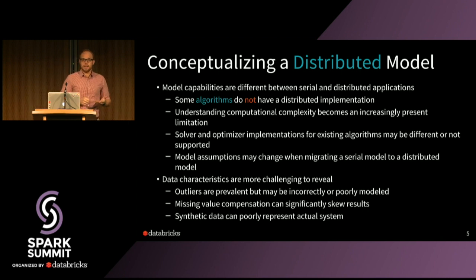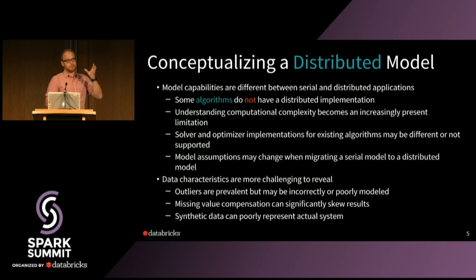And that is not going to scale well in a distributed setting. So if your existing machine learning model uses dbScan, you may need to evaluate other algorithms to use. And really understanding computational complexity is very important, and we'll talk about how that is a part of the experimental design process. In addition to the algorithm, the solvers and the optimizers often have different implementations.